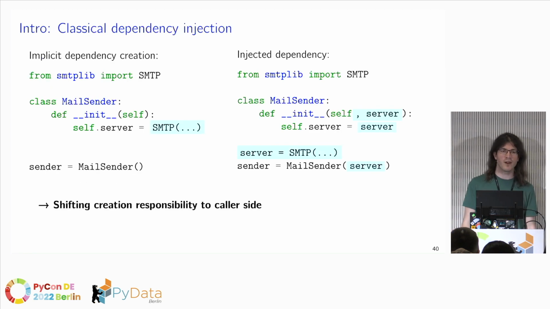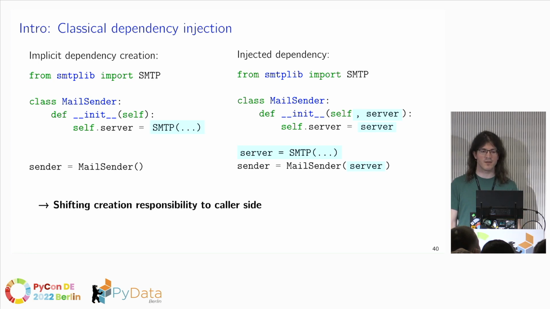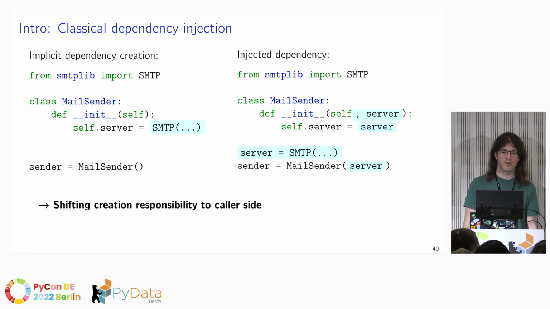So what do I mean when I say dependency injection on a very basic level outside of PyTest even? If we have a mail sender object, and that mail sender object needs an SMTP connection. SMTP is just a protocol usually used to send mails.